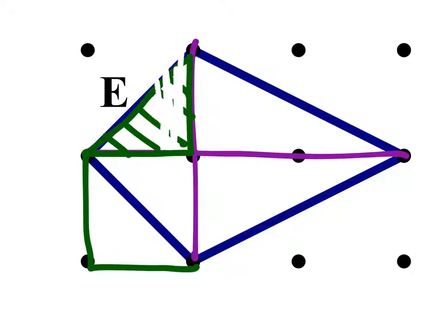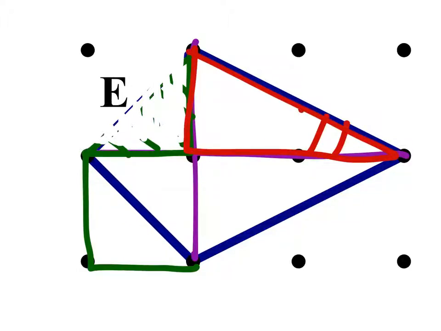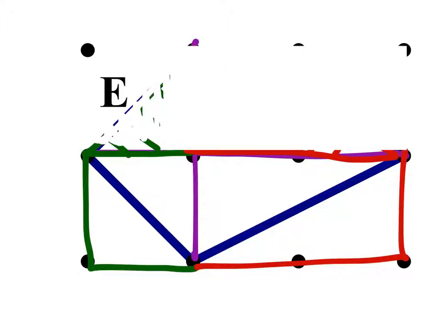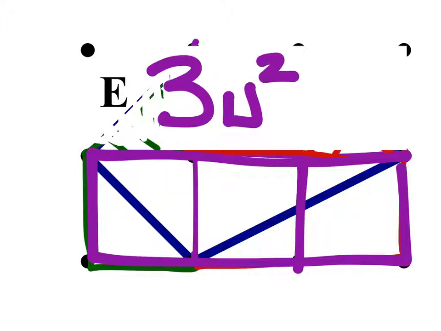Now I'm going to ignore all that garbage right there, okay, because I got rid of it. Next, what I can do is I'm going to take this triangle right here, and I'm going to move it right here. Now what I have is an extremely large rectangle right here. And this has been cut up now into 3 squares. So the area is 3 units squared.